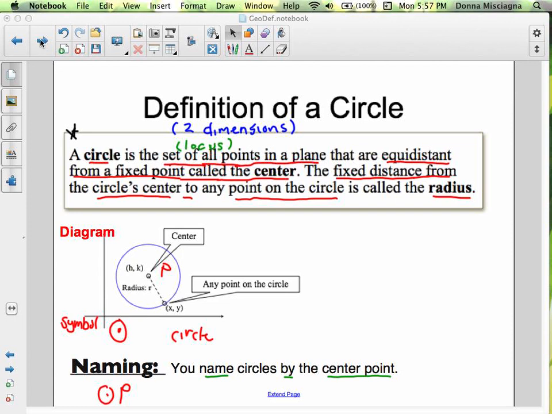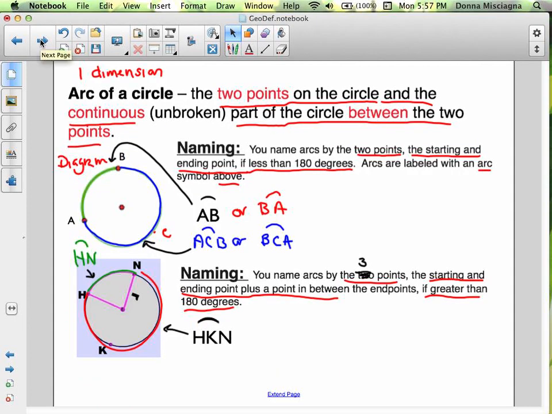We can talk about a portion of a circle. Right? So a portion of a circle is an arc. So in your notes we have arc. Underneath arc, write in, it is 1 dimension. Definition, 2 points on the circle, and you can write in the underlined words. Not everything ended up being read, but all the underlined parts, including those that aren't read. So 2 points on the circle, and the continuous, and continuous means unbroken, but you can leave out the word unbroken, part of the circle between the 2 points.